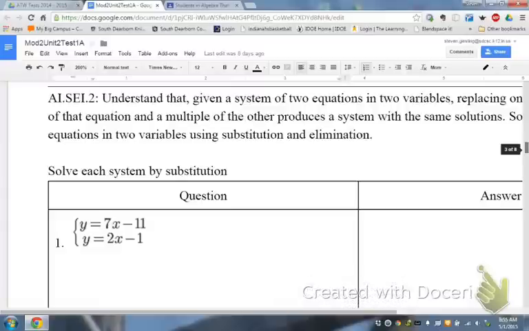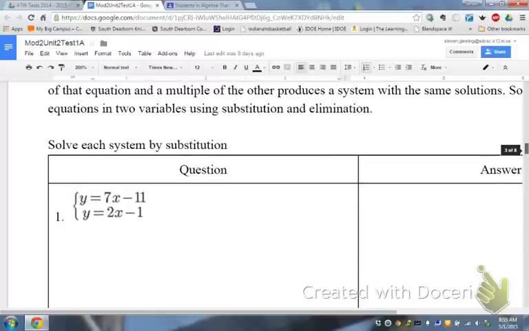In today's video, we wish to review Module 2, Unit 2, Test Version 1A, Standard A1 SEI.2, Systems of Equations by Substitution. Let's take a look at number 1.